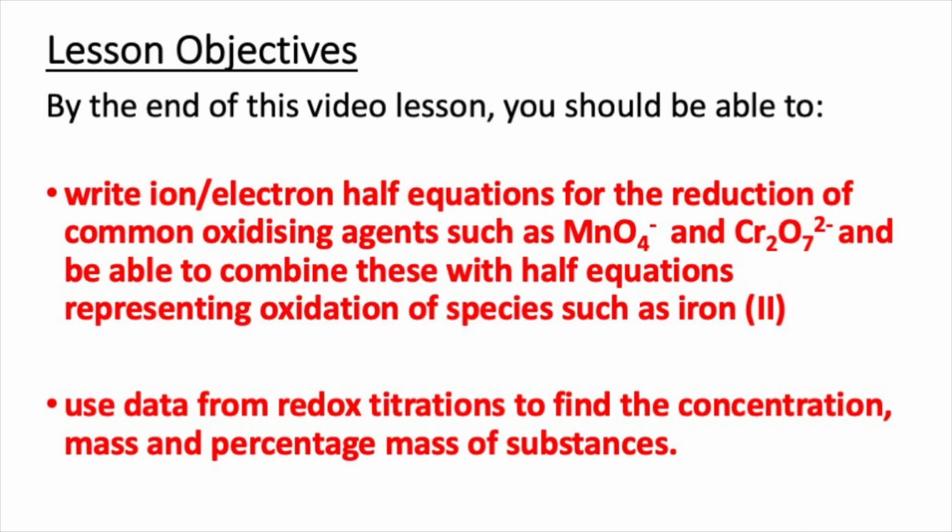So that concludes this video lesson. So after watching this video, you should now be able to write ion-electron half equations for the reduction of common oxidizing agents such as MnO4- and Cr2O7 2- and be able to combine these with half equations representing oxidation of species such as iron(II). You should also be able to use data from redox titrations to find the concentration, mass and percentage mass of substances.